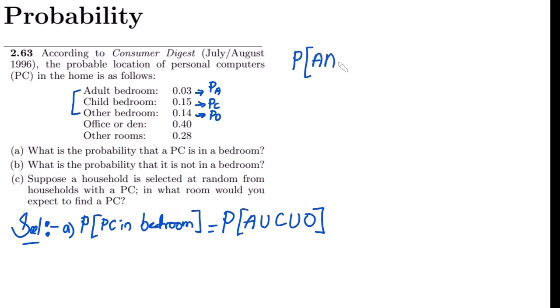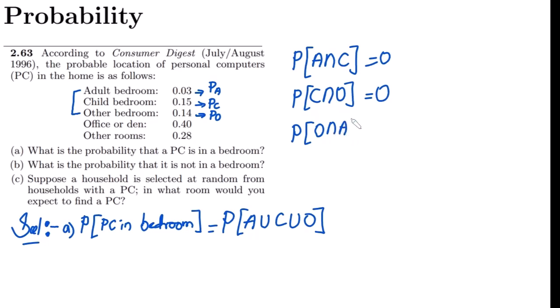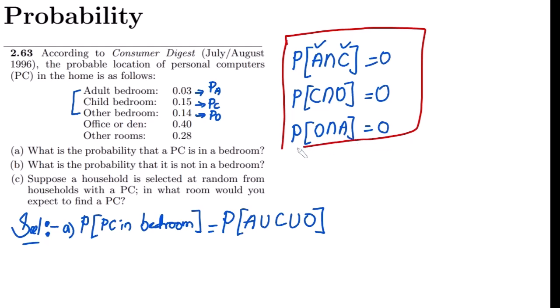Here in any situation, A intersection C will be 0, probability of C intersection others bedroom is 0, and probability that others and adults is also 0. Why is it? Because a single PC cannot be simultaneously at two locations. It will either be in one location or in the other location, but it cannot be available in both locations simultaneously. Okay, so that's why I am taking all these values equal to 0. So let me use them as well. So this is what we have.